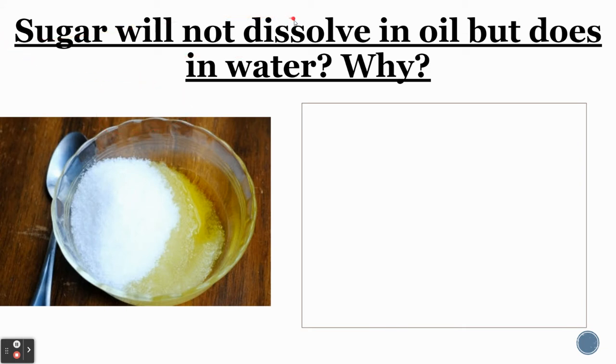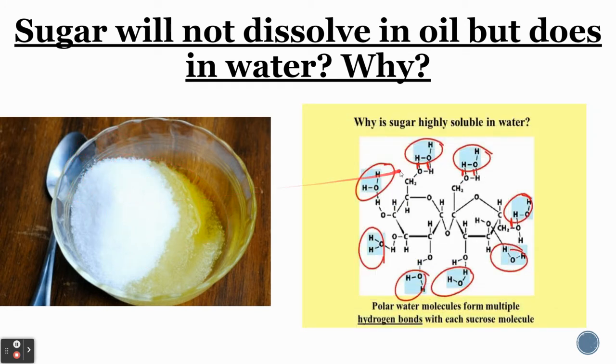So here we have sugar will not dissolve in oil, but does in water. Why is that? So here we have sugar and oil, it's not dissolving. So you know that oil is non-polar. So if like dissolves like and sugar won't dissolve, that means sugar is probably not non-polar. Sugar is probably polar instead. So sugar is highly soluble in water because sugar is polar. It has these OH groups that are able to hydrogen bond with water that will surround it.